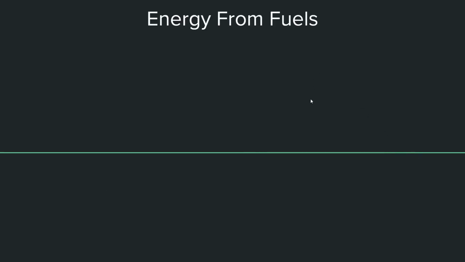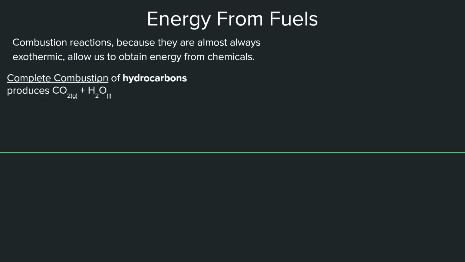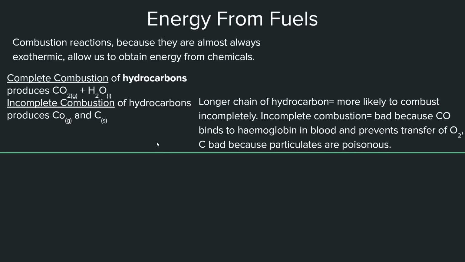Now the next thing we need to talk about is energy from fuels. Combustion reactions, because they are almost always exothermic, allow us to obtain energy from chemicals. So complete combustion of hydrocarbons, which are carbons with hydrogen, so it can't just be any carbon compound, produces carbon dioxide and water. Incomplete combustion of hydrocarbons produces carbon monoxide and carbon. Longer chains of hydrocarbons are more likely to combust incompletely.